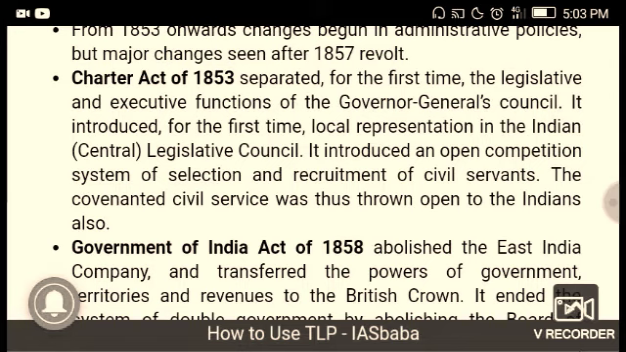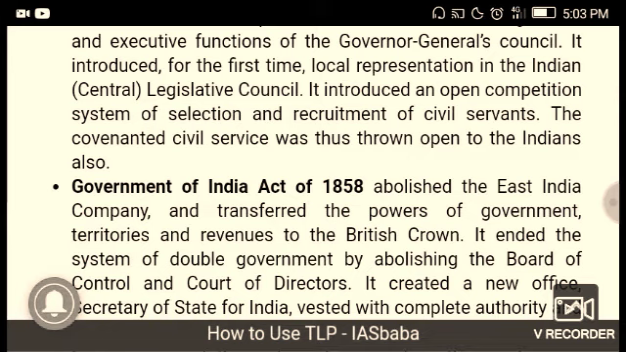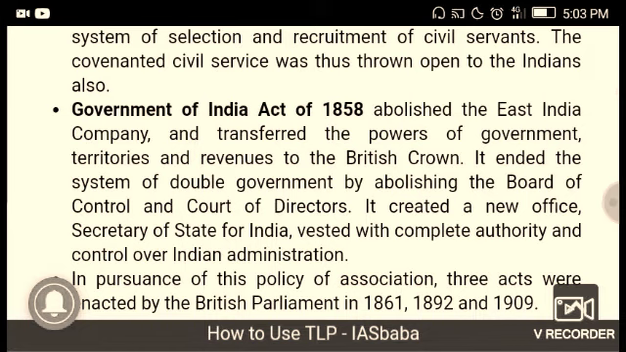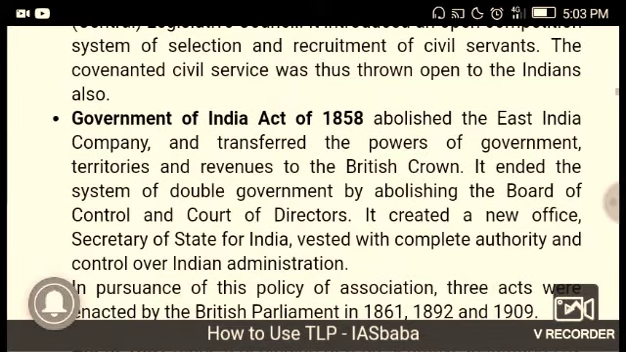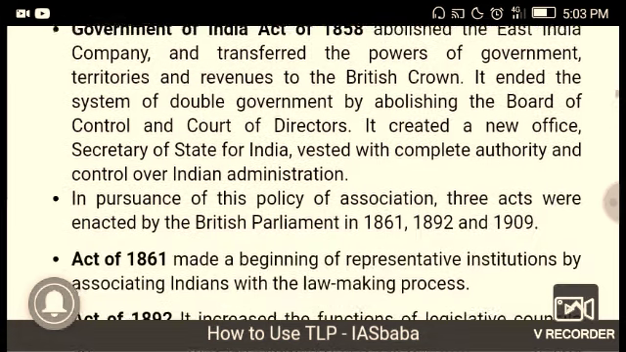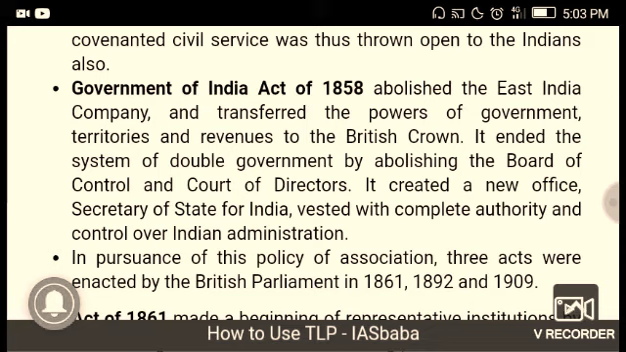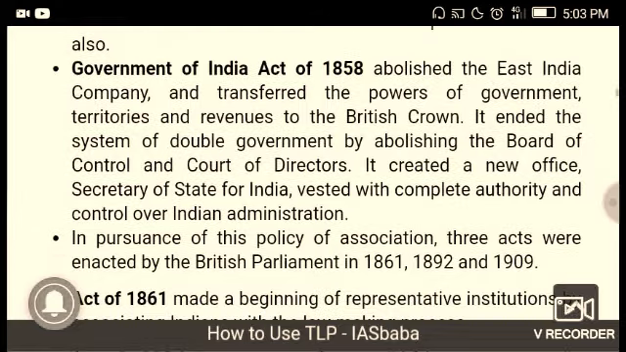The covenanted civil service was thus thrown open to Indians also. The Government of India Act of 1858 abolished the East India Company and transferred the powers of government, territories and revenues to the British Crown. It ended the system of double government by abolishing the Board of Control and Court of Directors. It created a new office, Secretary of State for India, vested with complete authority and control over Indian administration.